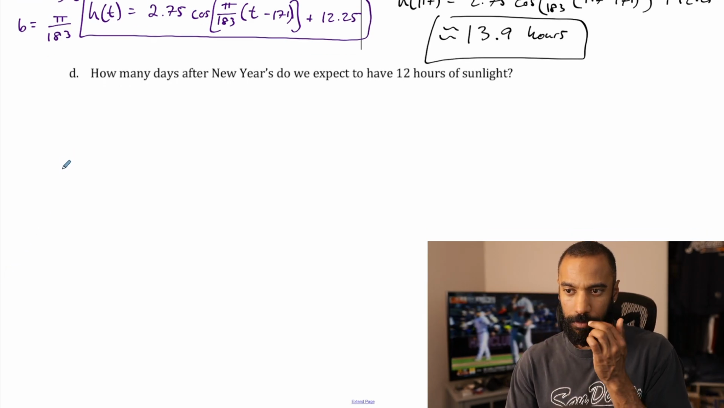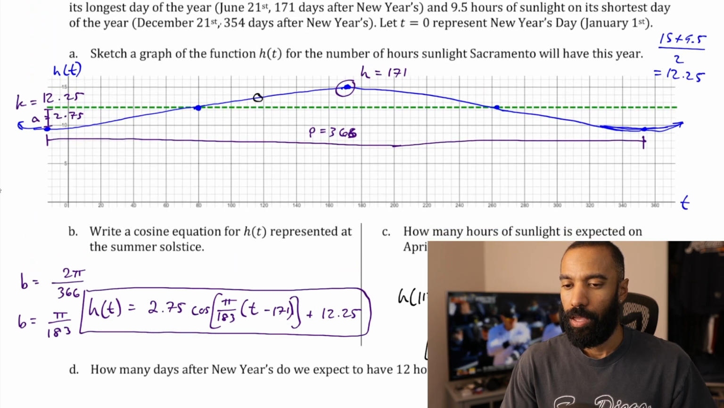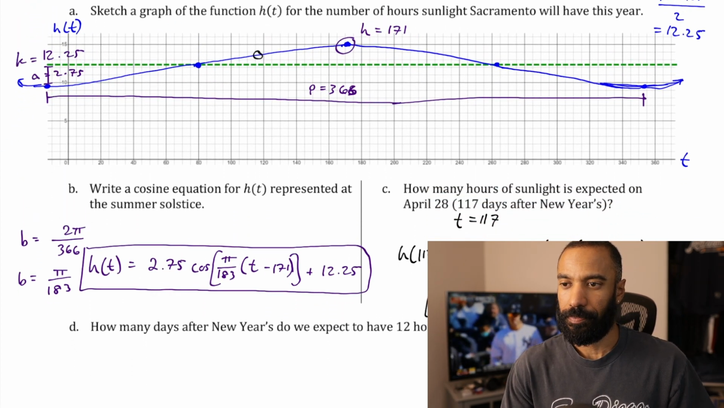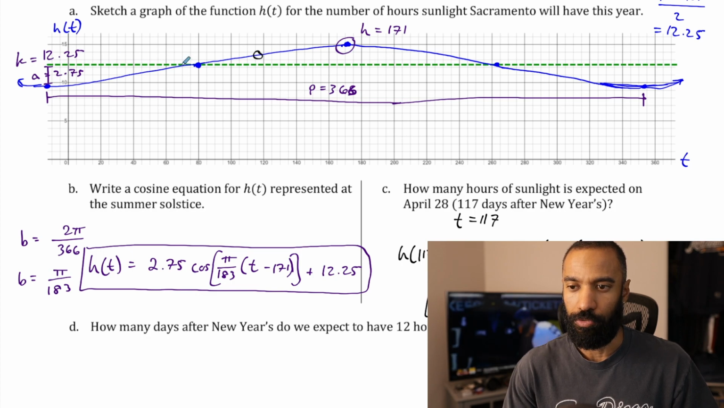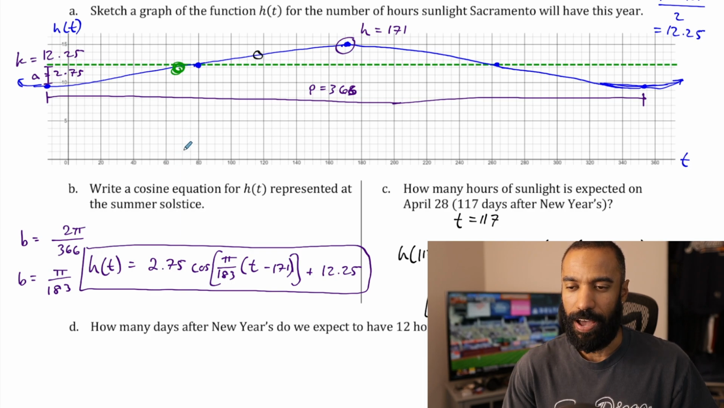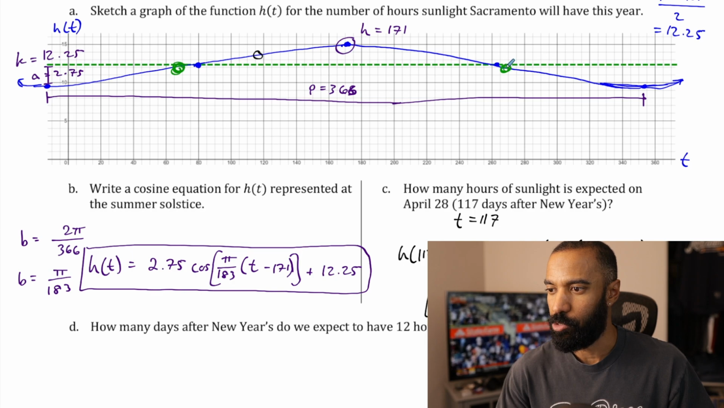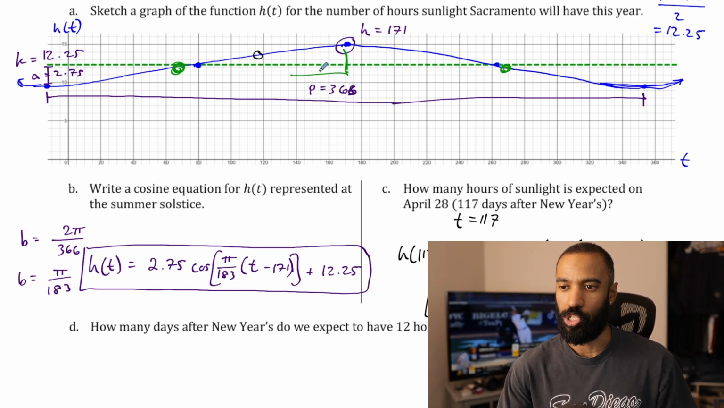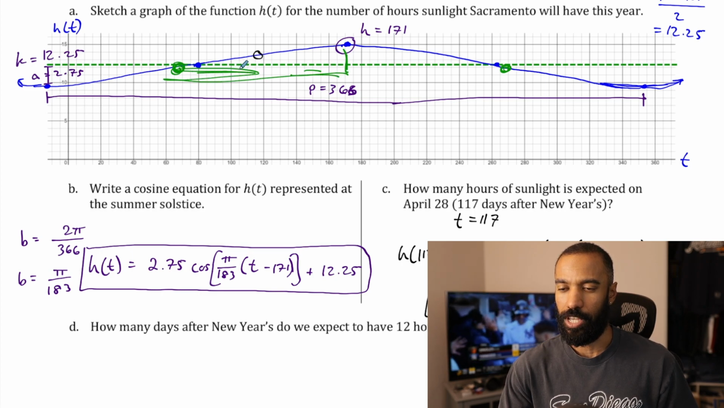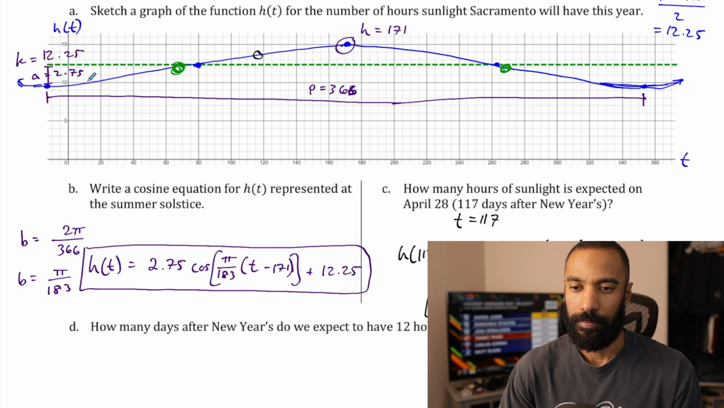How many days after New Year's do we expect to have 12 hours of sunlight? So 12 hours of sunlight. So 11, 12. It's really close to that 12.25, right? So probably somewhere in this range, somewhere around the 65, 70 mark. And there's another time right here at 12 that's probably around 265 or something like that. The idea is they're both the same distance away from here, for example. I'm going to get a value actually.